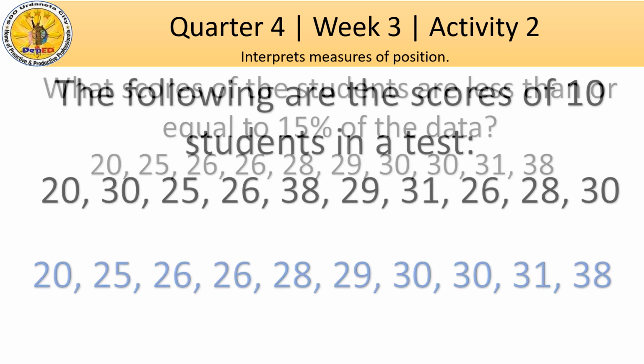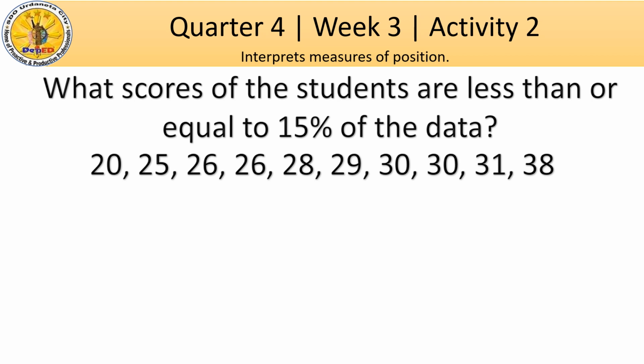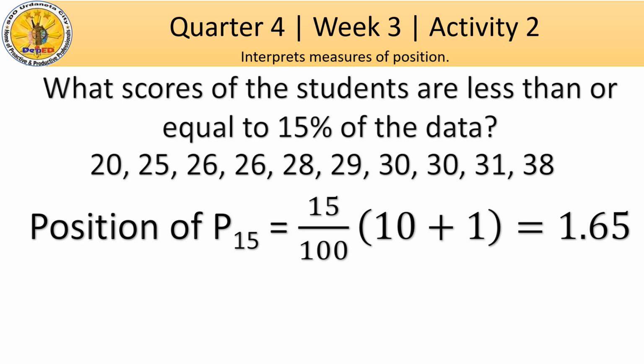Okay. Let us now answer a question related to your activity 2. So by setting this example, we know that you can already solve the other items or the other questions in your activity 2. So what scores of the students are less than or equal to 15% of the data? Now, the first thing you will have to determine is what measure of position can you apply. Is it decile, is it quartile, or is it percentile? So in this situation, to be more accurate, you have to use percentile. Okay? So we will now determine the position of our P15 or our 15th percentile.